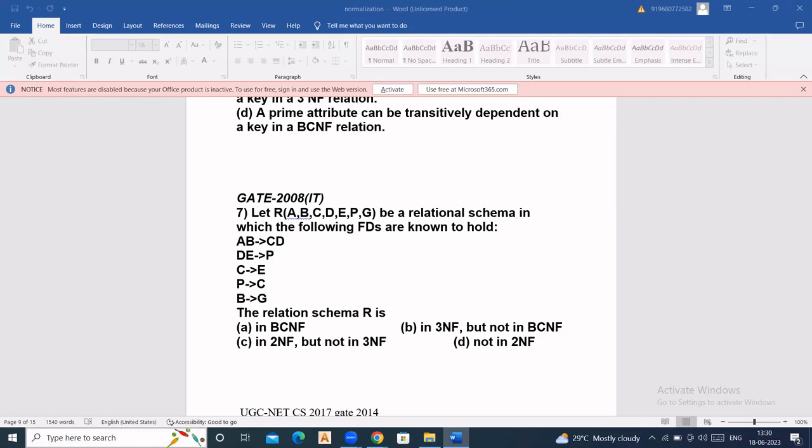Ma'am, answer is D. Answer is D. Not in 2NF. D for dog. Okay. Shruti, correct. Abhay is also right. Okay, Surabhi is also right.